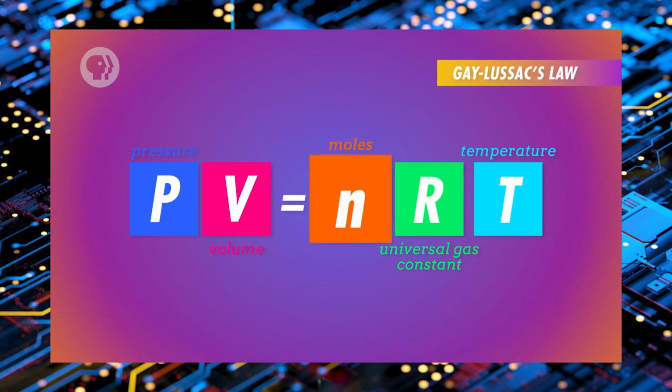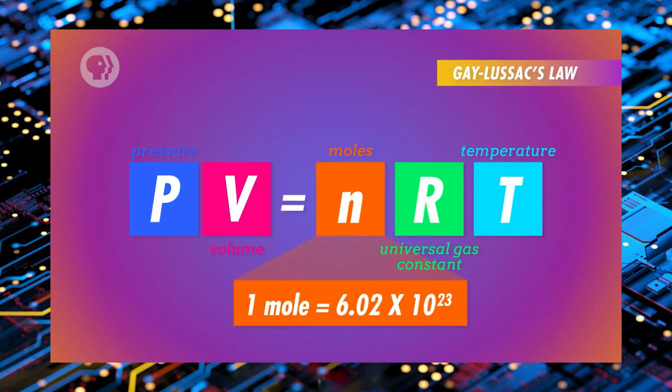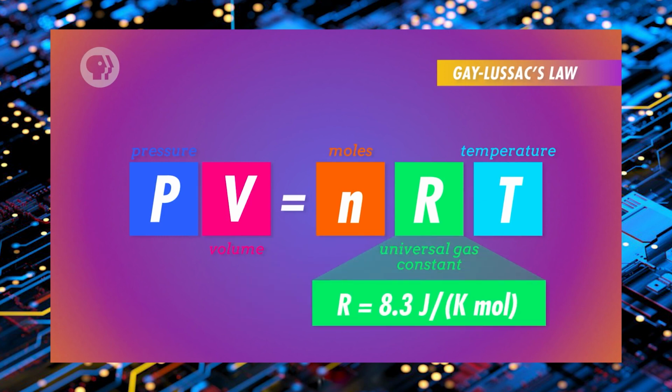A mole is just a unit that's used to measure the amount of a substance, in this case a gas, in terms of the number of molecules. If you have 1 mole of gas, it means that you have 6.02 times 10 to the 23 molecules of the stuff. R, meanwhile, is what's called the universal gas constant. It's a number that connects the pressure and volume of an ideal gas to the number of moles of the gas and its temperature. And for every ideal gas, as long as your units are consistent, R will be exactly the same number.